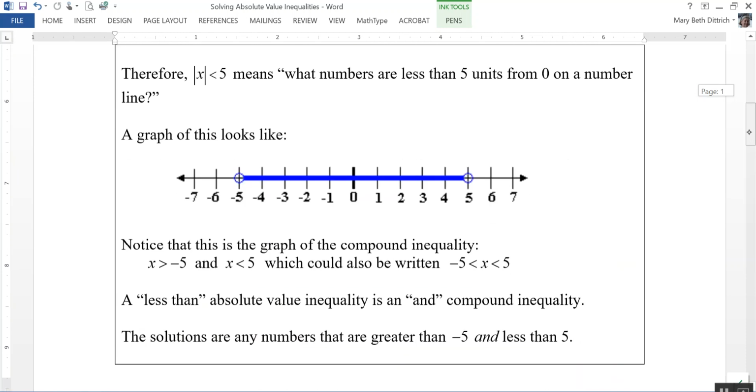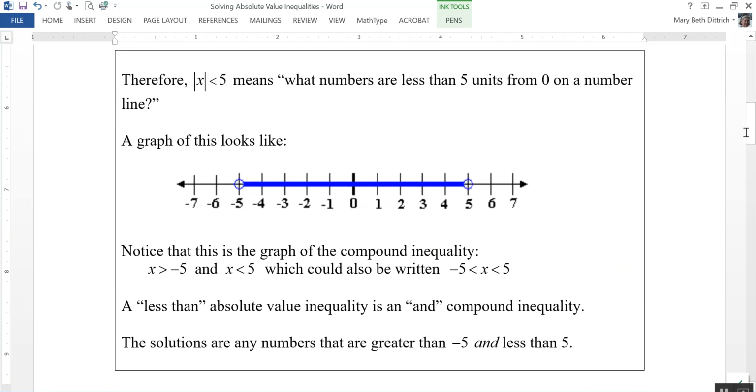Therefore, the absolute value of x is less than 5 means what numbers are less than 5 units from 0 on a number line. A graph of it would look like this. So on this blue line right here are all of the numbers that are less than 5 units from 0 on a number line.